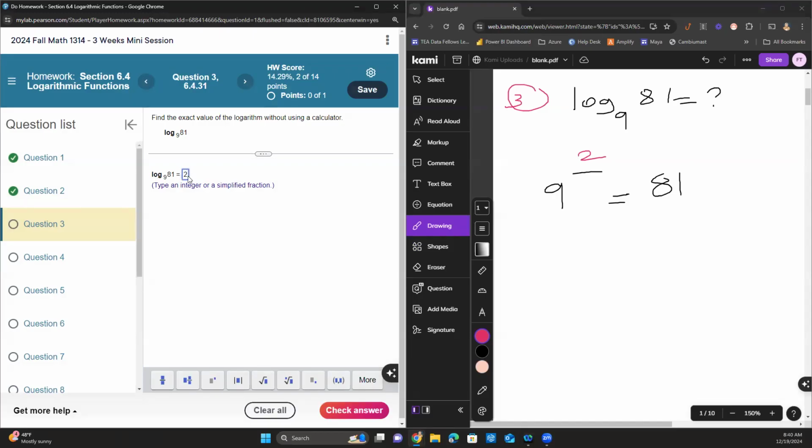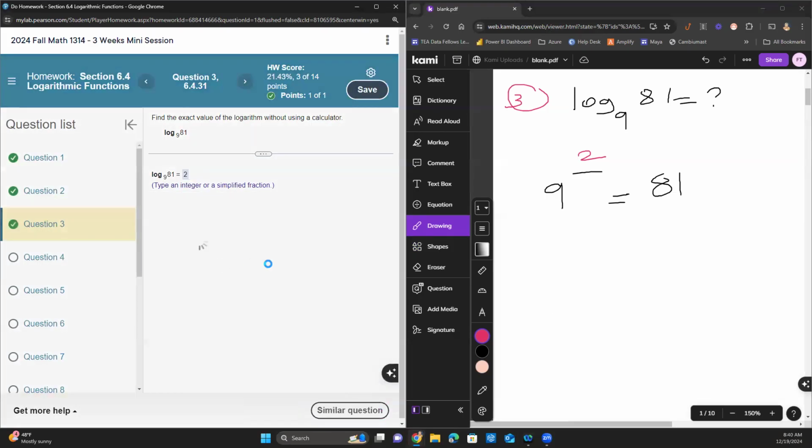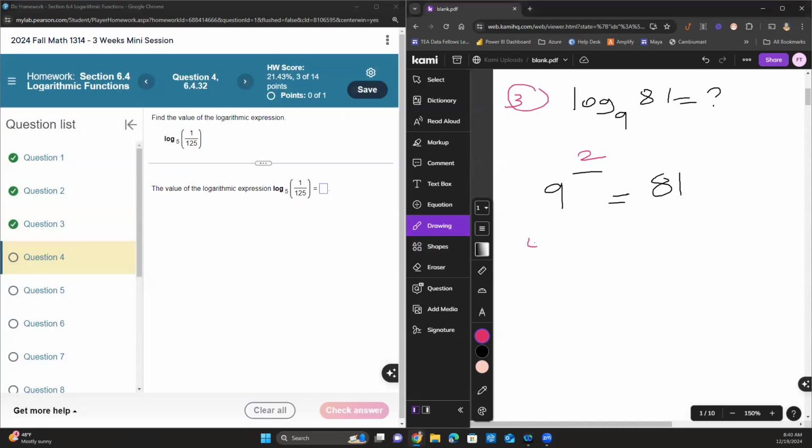Log means the power. So from 9 to 81, we need to raise 9 to the second power to make it 81. That's what it means. For question 4, I have now log base 5.